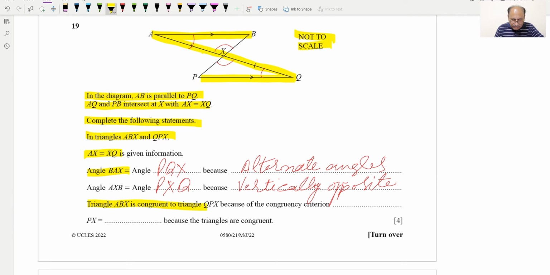Triangle ABX is congruent to triangle QPX, because of congruency, and that is angle side angle. So we can write here angle side angle. So two angles and one side are congruent, so they are congruent. PX is equal to XB, so we can write here PX is equal to XB, because the triangles are congruent. So this is a 4-mark question. Basically they are asking for the statements to complete, which we have done.